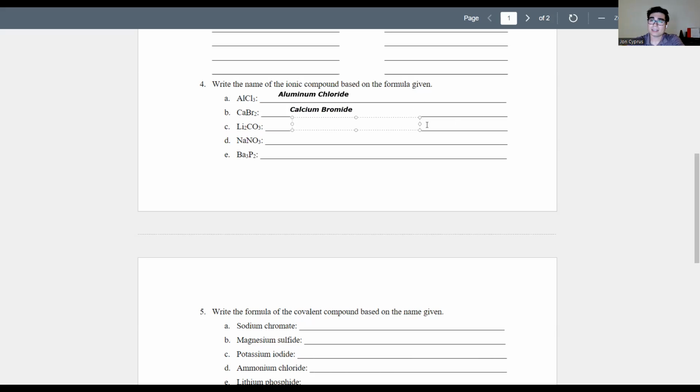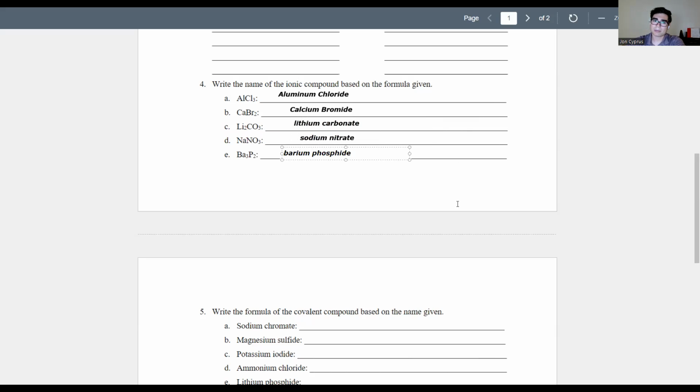So this other one is lithium from the periodic table again, that's the Li. CO3 is carbonate, right? It's polyatomic, CO3. D is sodium nitrate, Na for sodium, NO3 for the nitrate. And nitrate is polyatomic, so -ate at the end. And then this last one is barium phosphide, right?